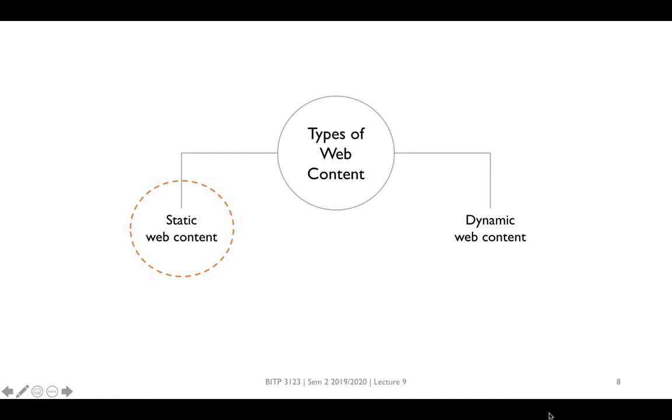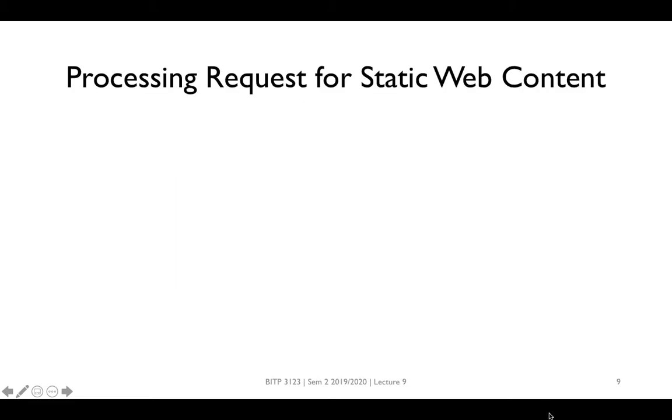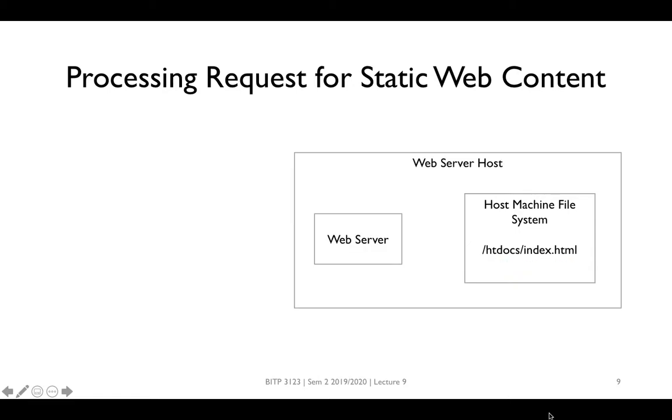Websites, such as the faculty websites, university or company websites, are some examples of static web content. Let's see how static web content is processed. Web pages are created using HTML. The pages are files with extension of .html. The pages are stored in the web server host using the host machine file system.